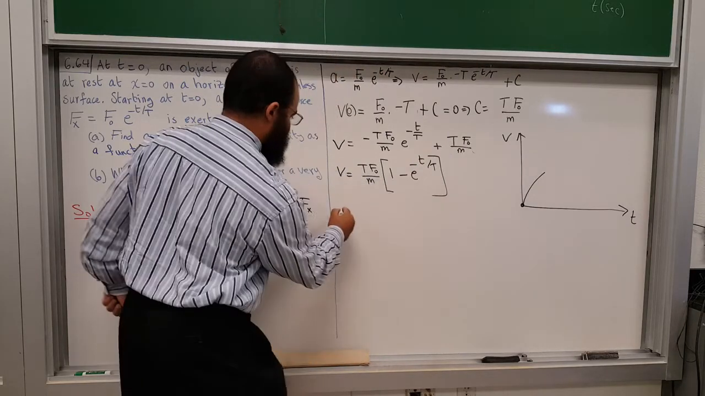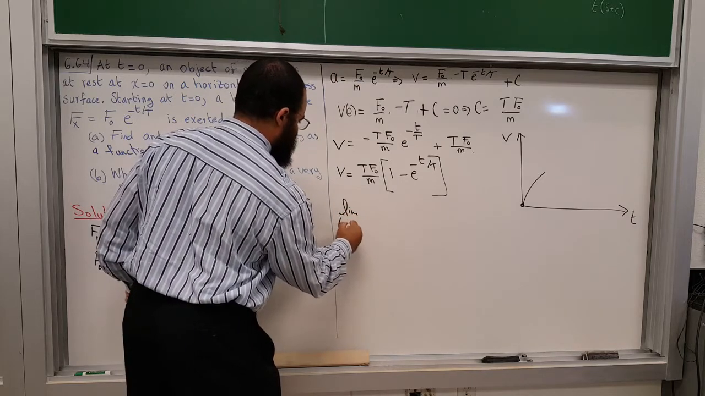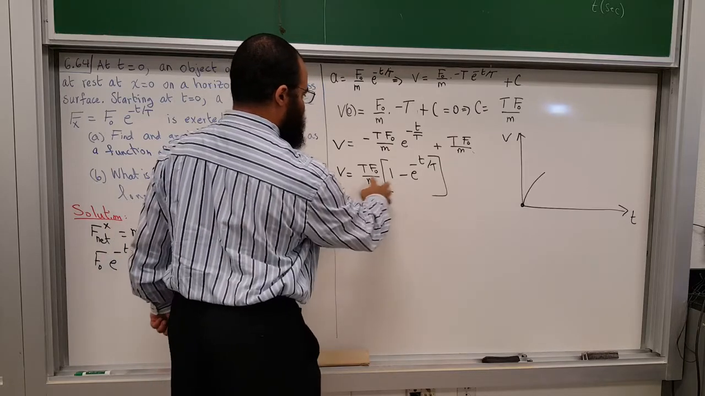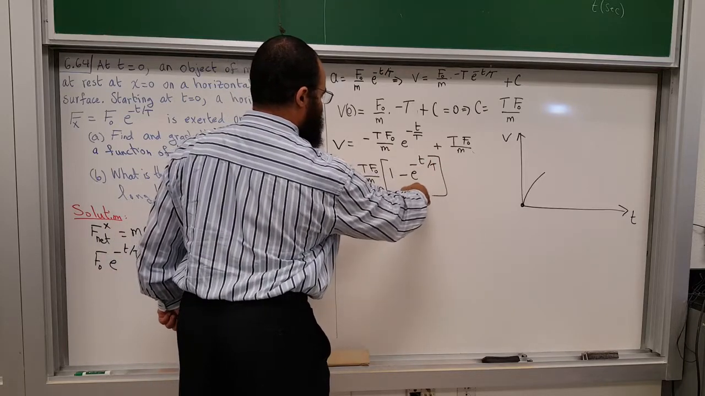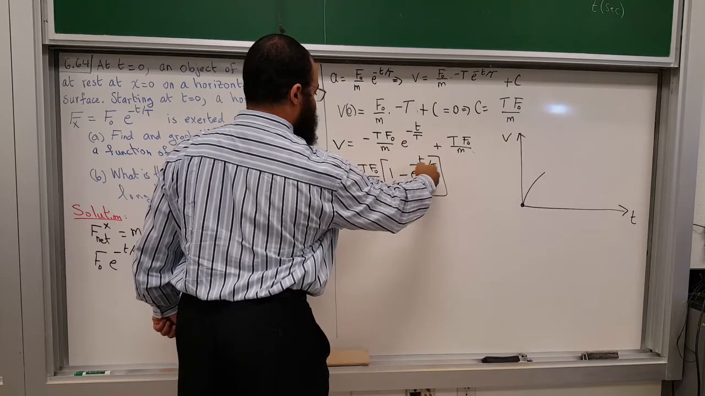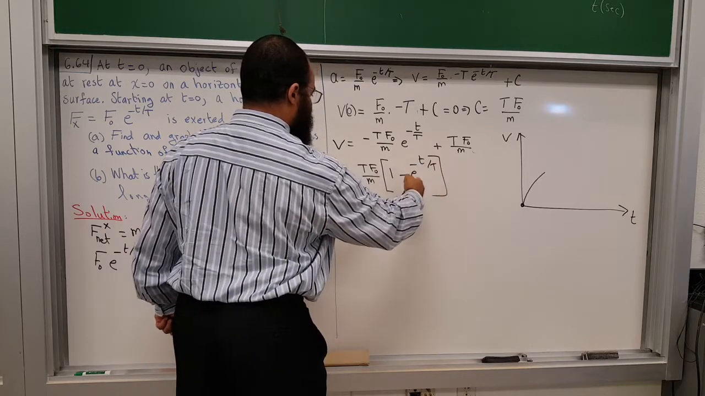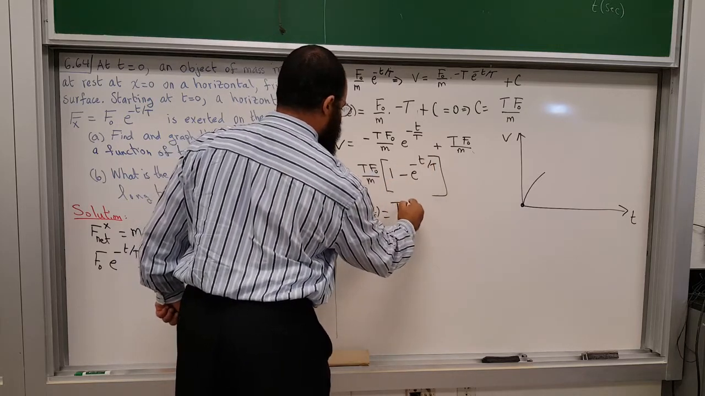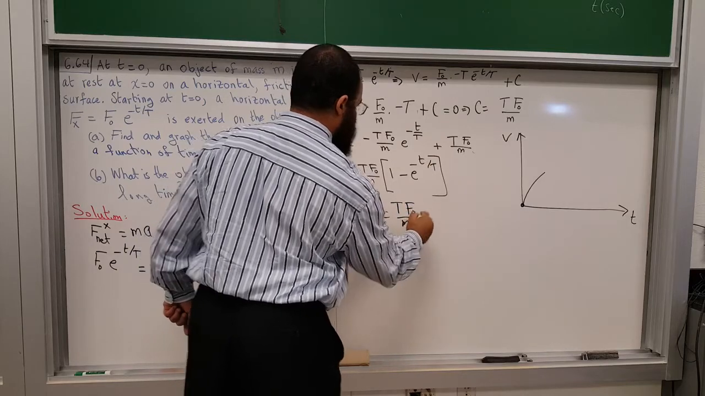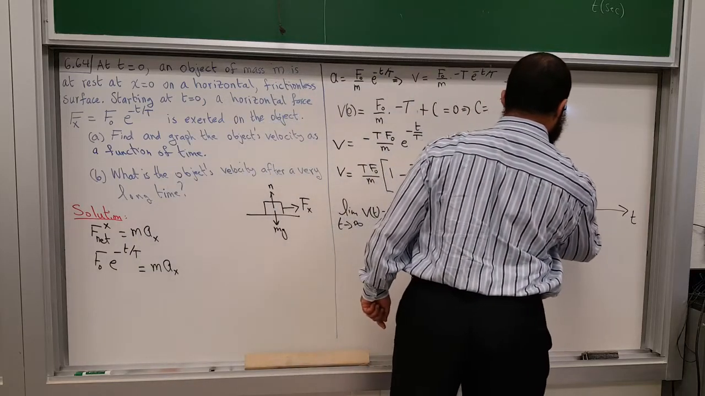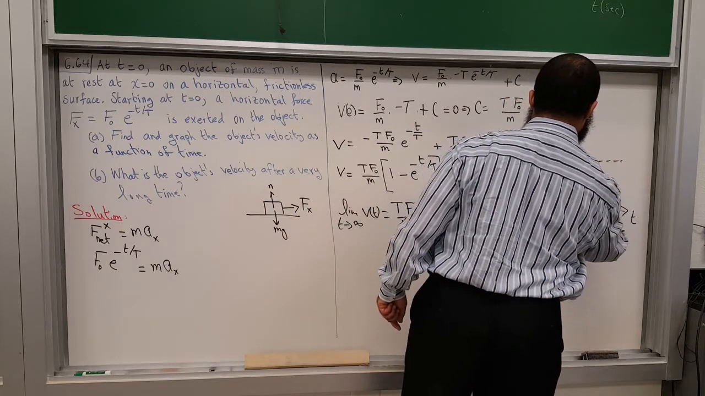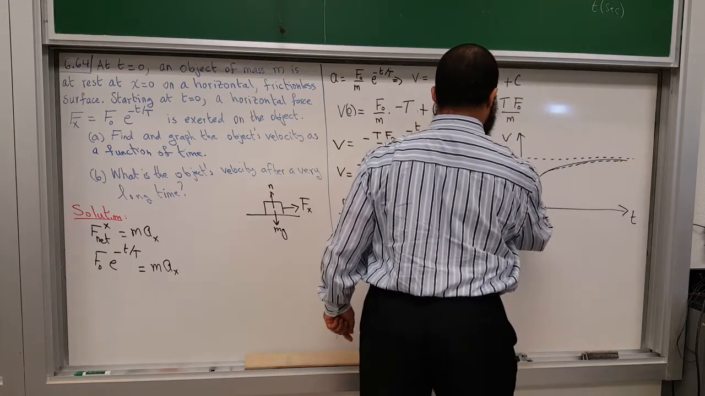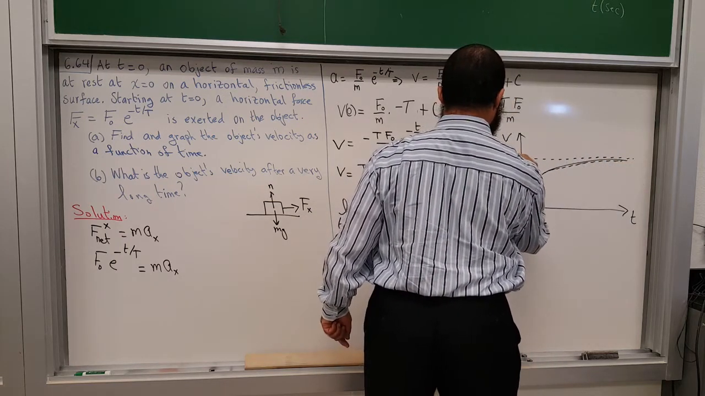And then as t goes to infinity, take the limit as t goes to infinity of v of t. This is constant, and as t goes to infinity of this, you will get e to the minus infinity, which is 0, so that vanishes. You just have a 1 inside here, so you just get capital T F0 over m. So that's the value you would approach. It would be like a horizontal asymptote, and the value of that horizontal asymptote is T F0 over m.